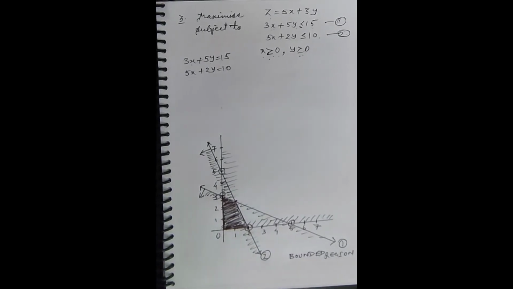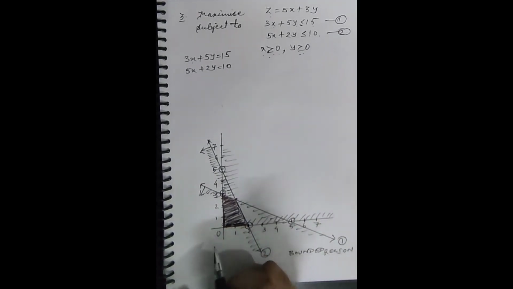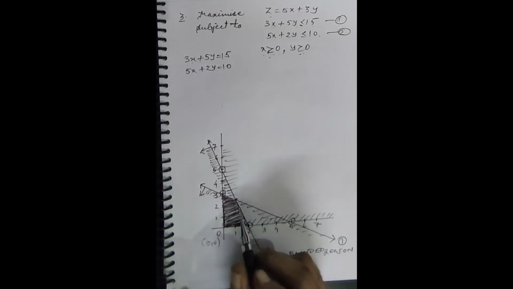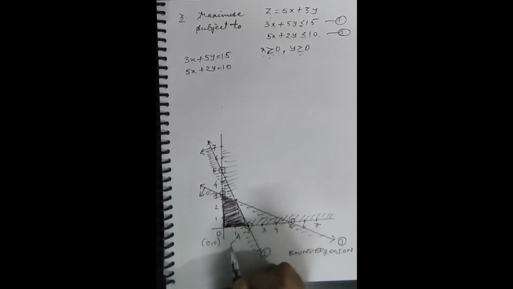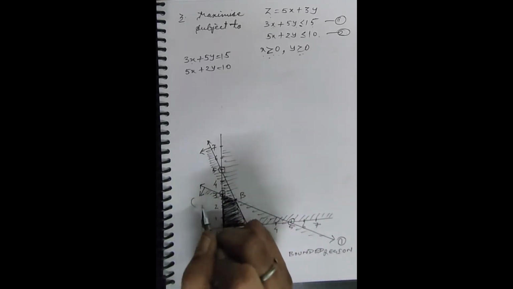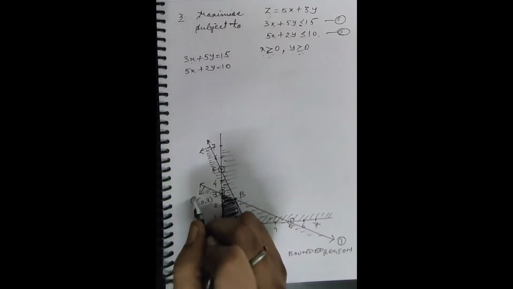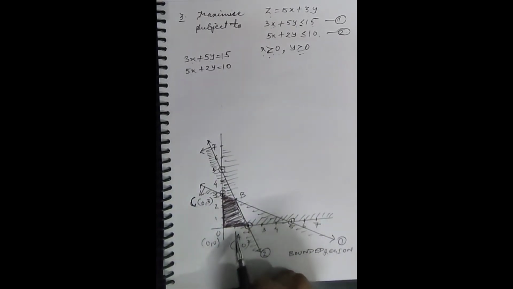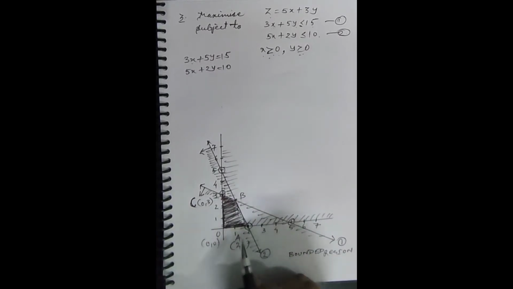Now let's discuss its corner points. 0, 0 is the first one. This one we can say is A with 2 comma 0. Here it is B, we will calculate. It is C with 0 comma 3. Now we have only B to be solved. The approximate value I find is 1 comma 2.5. So let's check 1 comma 2.5. We actually have to solve it.